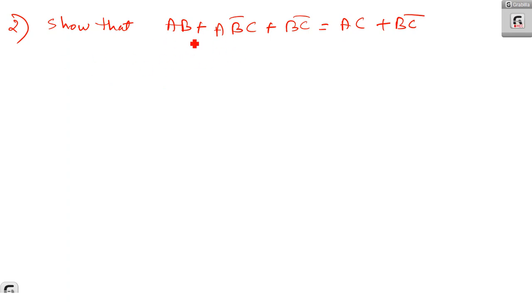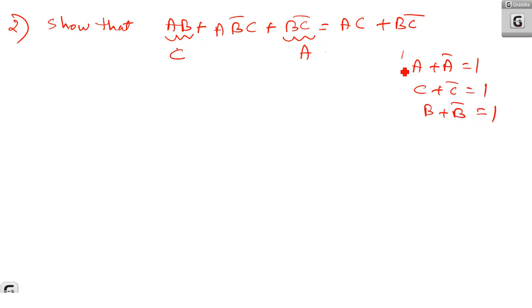So here we get AB or A bar or AB bar C or BC bar, right? Here in the first term C is absent, and in the last term A is absent, so I am expanding those terms. You should remember that A or A bar is 1, similarly C or C bar is 1, also B or B bar is 1. These are the golden rules which you are going to apply in this question.